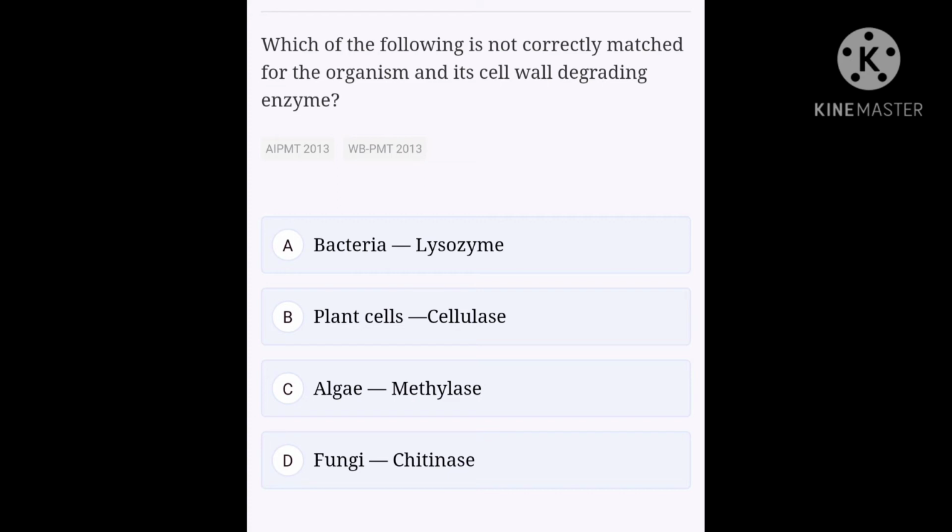Option A, bacteria, lysozyme; option B, plant cell, cellulase; option C, algae, methylase; option D, fungi, chitinase. Bacteria have lysozyme, plant cell wall is degraded by cellulase, and fungi have chitinase. In algae, the cell wall is made up of cellulose, degraded by cellulase enzyme. So the incorrect option is C.